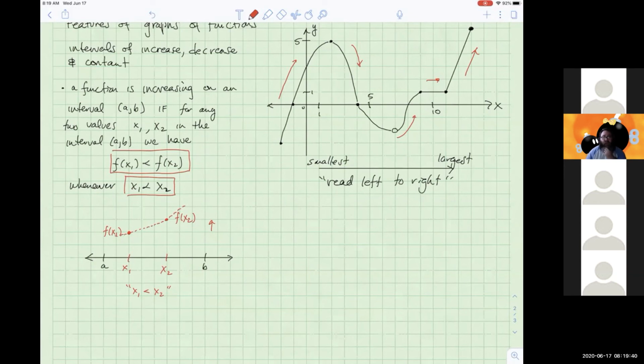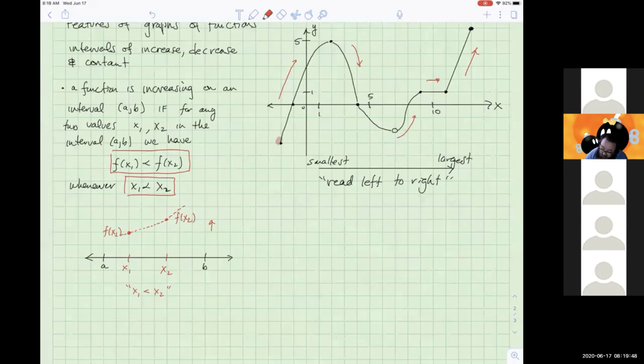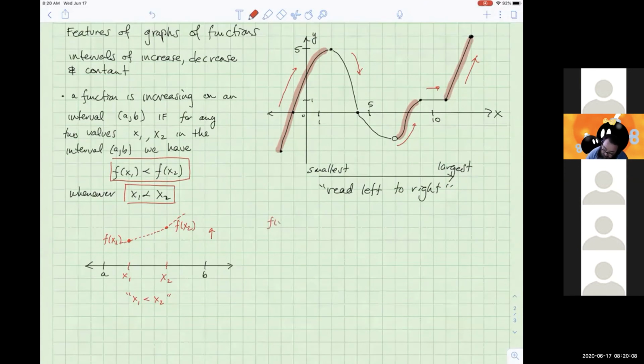Now, in our particular case, if we look at this, I highlight this in red, as we move from left to right, the curve is rising, it's rising, it's rising until it gets to this point. And then it starts dropping. And it doesn't start actually rising again until I get here, and then it's rising again here. And so for our open intervals, we would say that f of x is increasing over the interval.